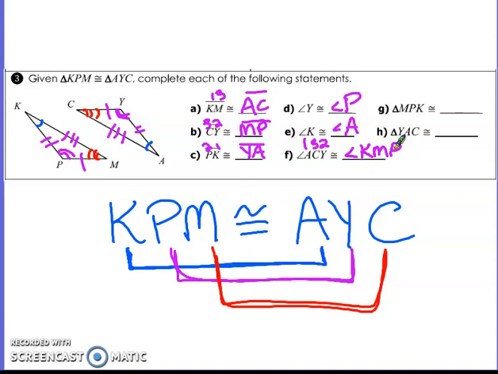Triangle MPQ, or MPK. So 3, 2, 1 is congruent to CYA. YAC is 2, 1, 3. So if I do 2, 1, 3, it becomes PKM. You can put the numbers to help you. You can draw the lines to help you. You can use the triangles to help you. Whatever is going to work.